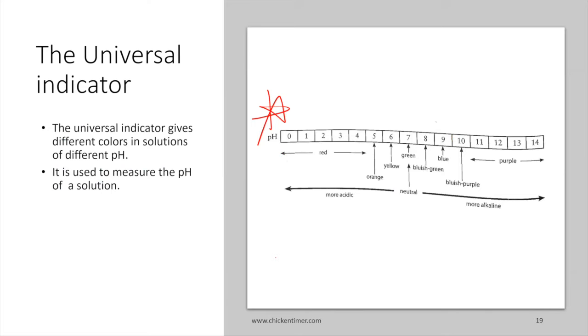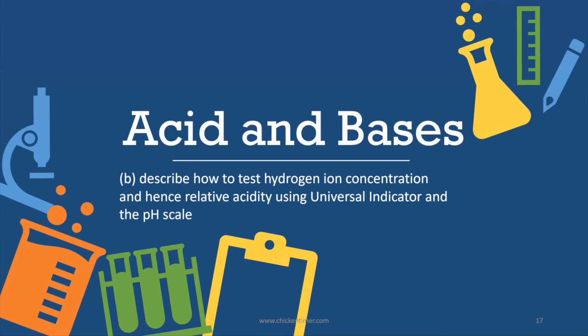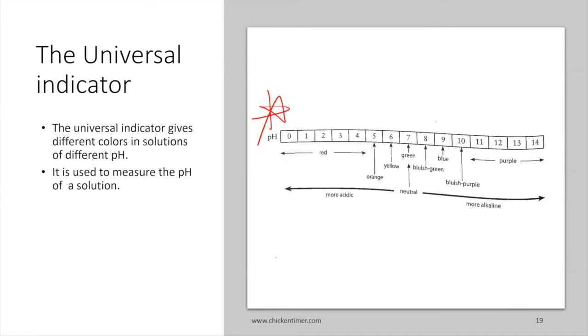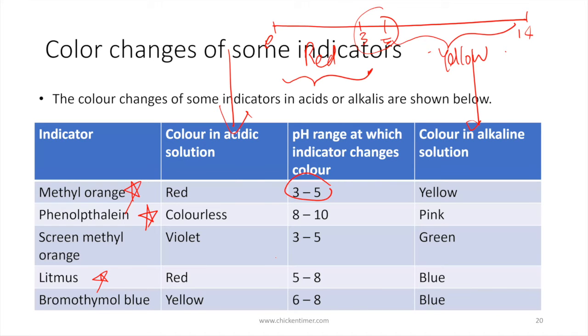So I've gone back to this one. This one is about indicators. You have the pH scale. The universal indicator is the one that changes color all the time. Every pH will change color, so you have a variety of colors. That's one indicator. Then there are other indicators like methyl orange, phenolphthalein, screened methyl orange, litmus, bromothymol blue.